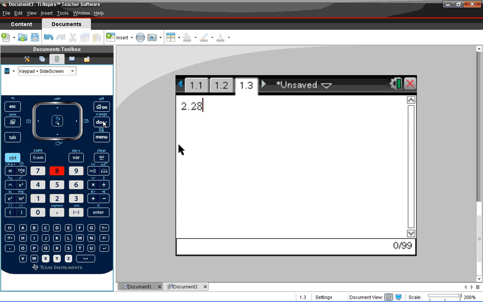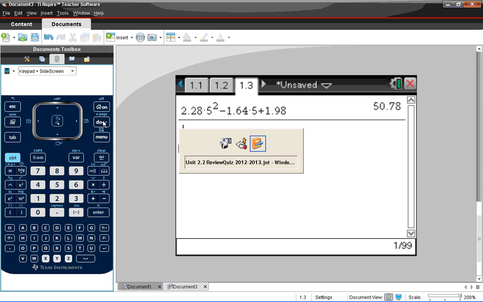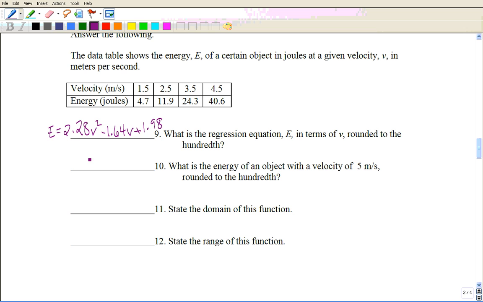So I'm going to plug in 5 into the equation. And I get 50.78. So the energy of an object with a velocity of 5 meters per second is 50.78 joules.